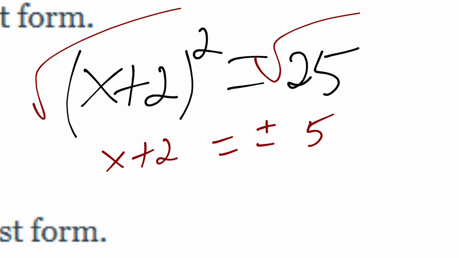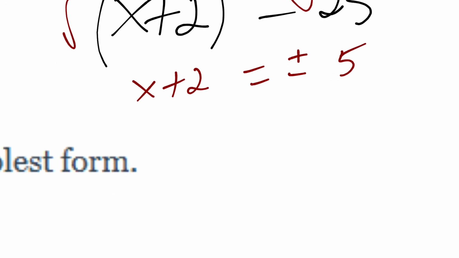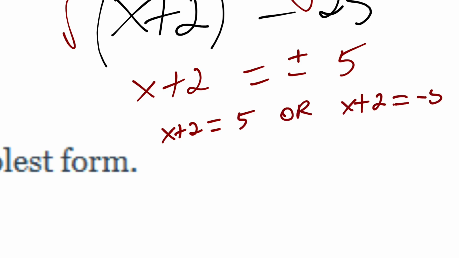But there's one thing we're going to add here, and that's a plus minus, because there's actually two values that if you multiply them by themselves give you 25. 5 times 5 works, but negative 5 times negative 5 works as well. So that's kind of like saying either x plus 2 is 5 or x plus 2 is negative 5. That's what the plus minus means. It can be either one.